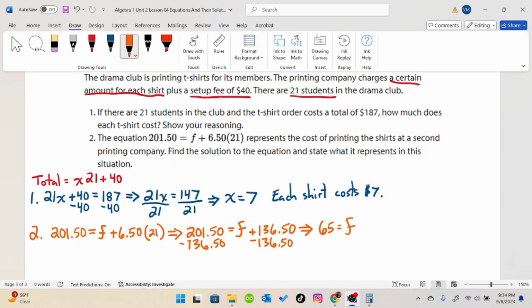They want to know what this represents in this situation, and this represents the setup cost, which is $65.